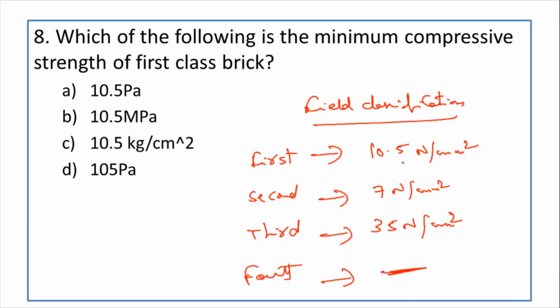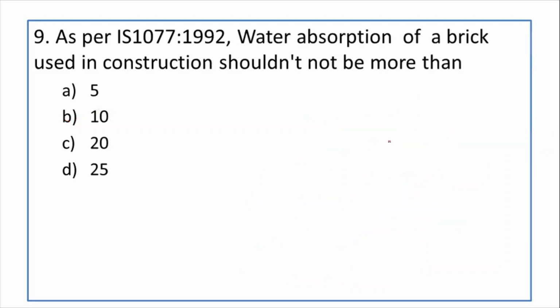Okay, so now the answer is how much? 10.5 Newton per mm square, and the equivalent answer is 10.5 MPa. Suppose if they ask you in kg per centimeter square, then that will be 105 kg per centimeter square. And if it is in Newton per mm square or MPa, then it will be 10.5 MPa. And for second class brick, what is the compressive strength? 7 Newton per mm square. For third class brick, how much? 3.5 Newton per mm square. Okay, so that's the thing.